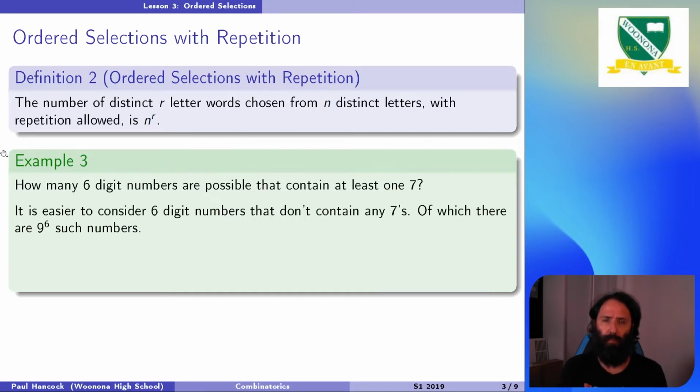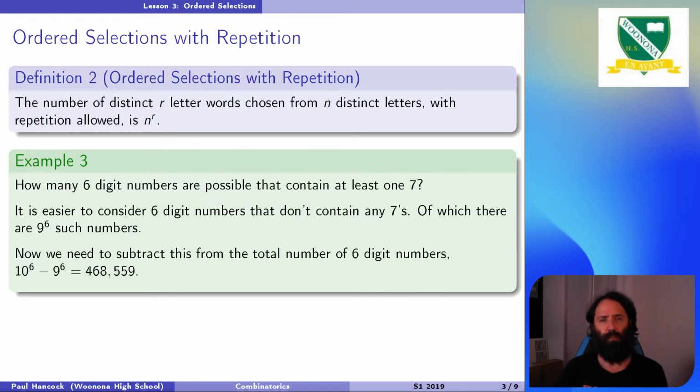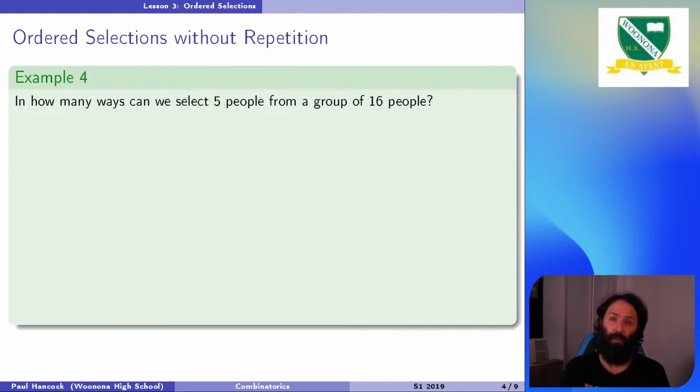Now with this problem, and many problems like this, when you see the words at least, generally it's easier to attack the opposite problem, where there are no 7s. In this case, out of the 10 possible digits, remember we've got a 0 as well, we've taken 7 out, so there's only 9 digits that we could choose, and we want to do it 6 times. So we're allowing repetition here, so it's 9 to the power of 6 with no 7s. And then we're going to subtract that from the total number of cases, which has 10 digits in it, because it is allowed 7s in that case. That's 10 to the power of 6, and when we do that, we get 468,559. The other possibility is that we don't allow repetition.